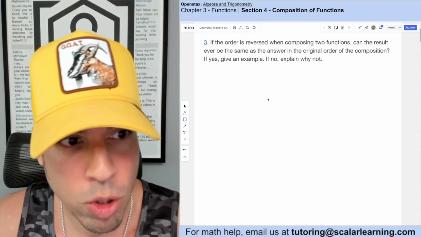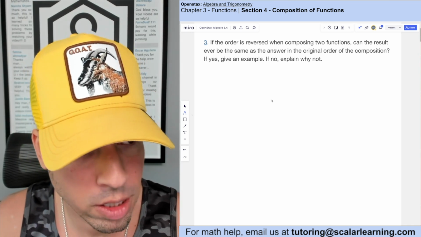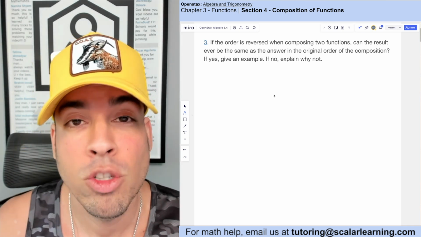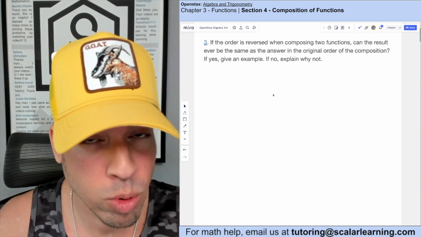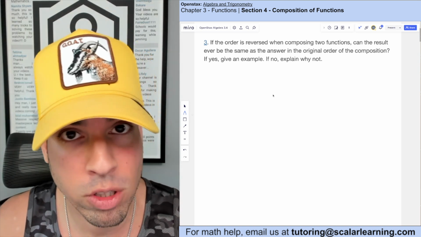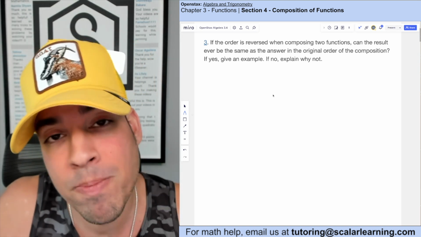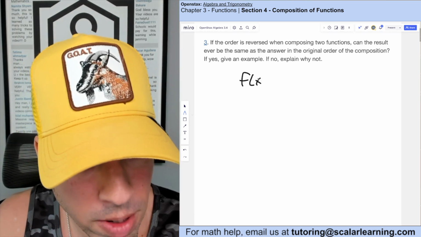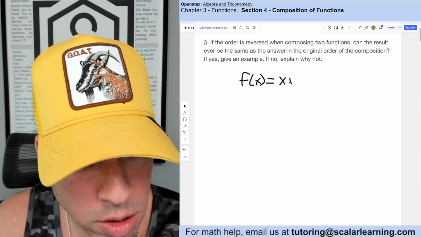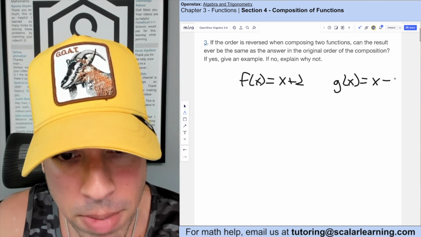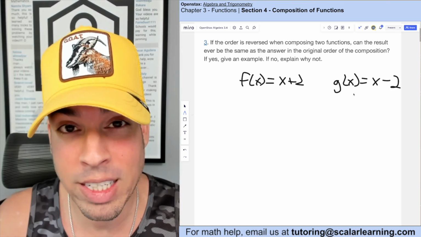Boom, done. If the order is reversed when composing two functions, can the result ever be the same as the answer in the original order of the composition? So this is absolutely possible. This actually happens in particular when two functions are inverses of each other. It doesn't always happen, but I'll give you an example where it will happen. So for example, if we have a function f of x equals x plus 2 and g of x equals x minus 2. Okay, these are actually inverse functions.